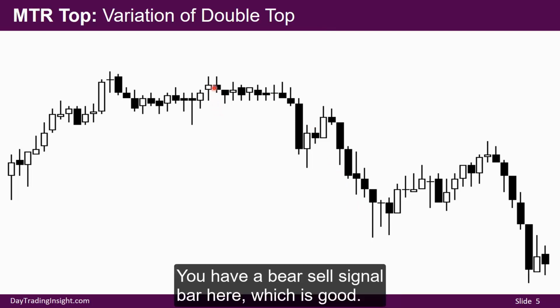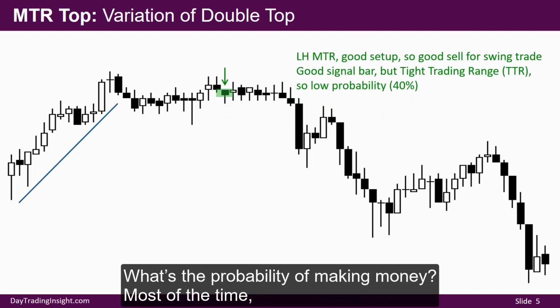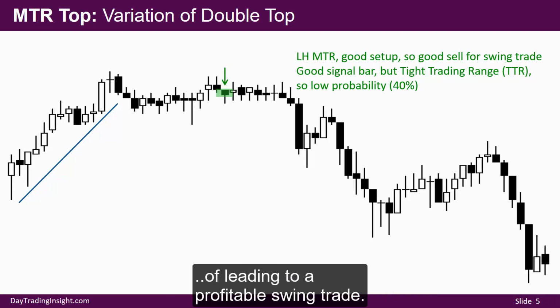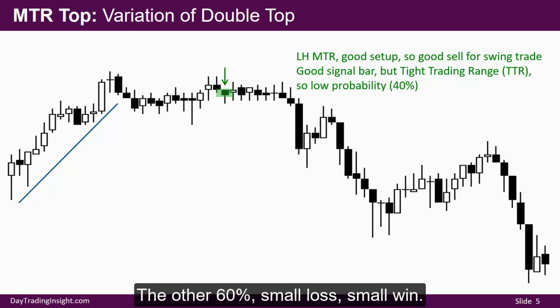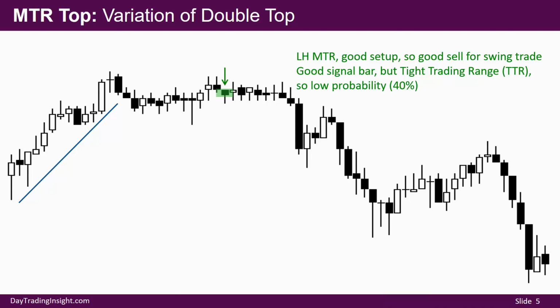You have a bear sell signal bar here, which is good. So even though you're in a tight trading range, it's reasonable to take that short. What's the probability of making money? Most major trend reversals have about a 40% chance of leading to a profitable swing trade. The other 60%, small loss, small win, and they basically cancel out.